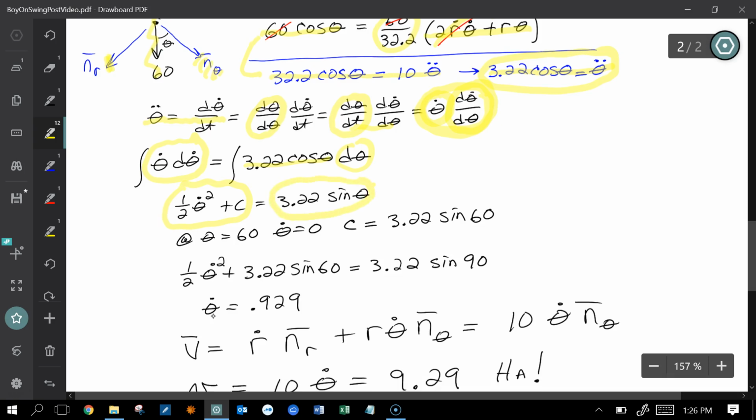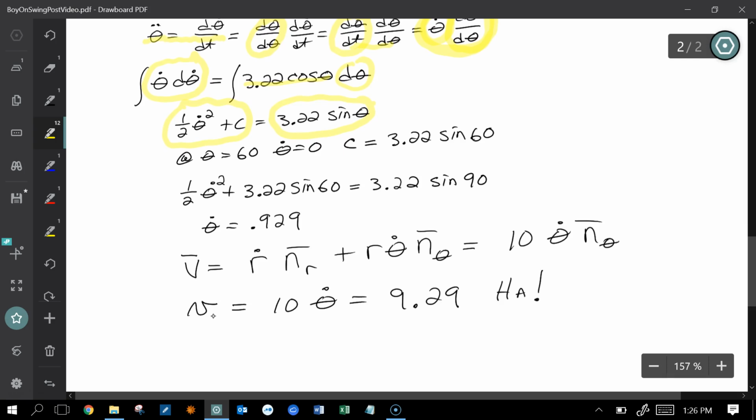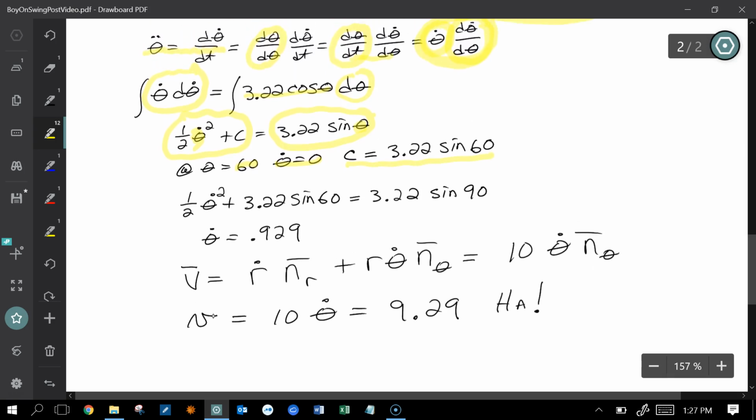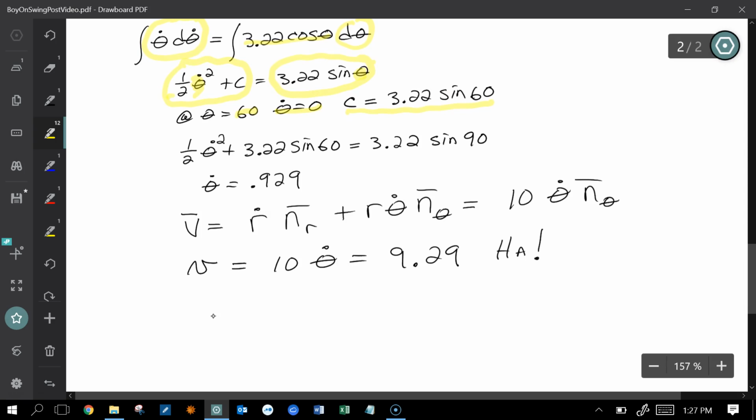Integrate the right-hand side. How do you find c? The same way you always do. This time, you tell me a theta, and you tell me the theta dot. Okay? So when theta is equal to 60, it's at rest, so the theta dot has to be 0. And that tells you what the c is. Now you take that c and put it back into this equation. So you have 1/2 theta dot squared plus c, this is your c, equals the right-hand side. And now I put in theta of 90 because that's where I want to find out what the theta dot is. So I find out that theta dot is equal to 0.929.